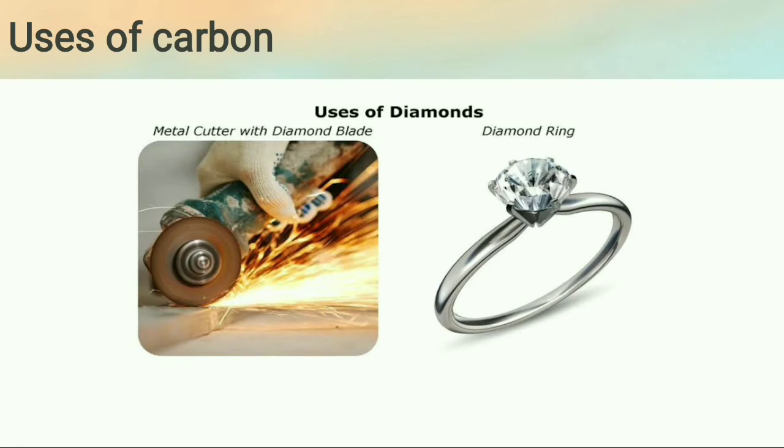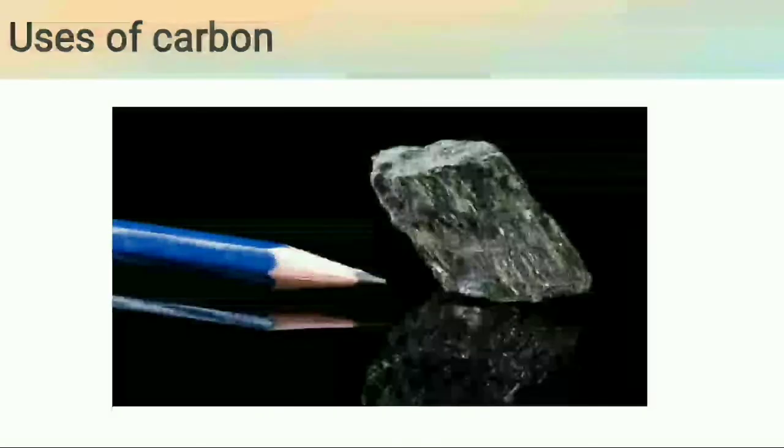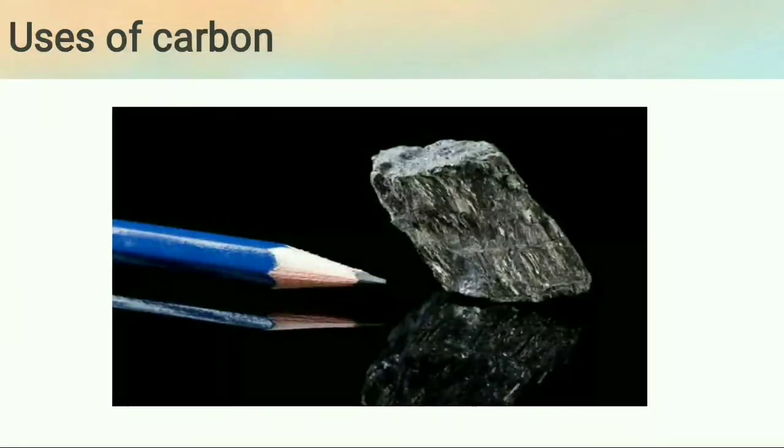We use diamond. Then graphite. Graphite is also a form of carbon. It is used as pencil lead, and graphite is a good conductor of electricity. So in a dry cell or cell, as an electrode, we use graphite.